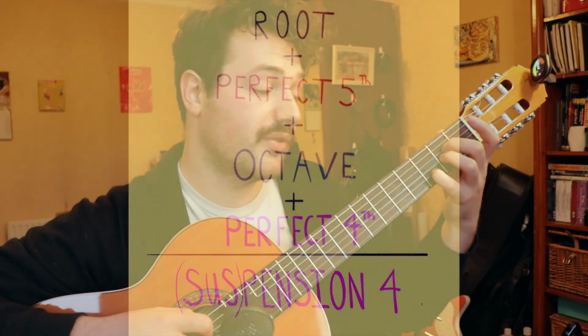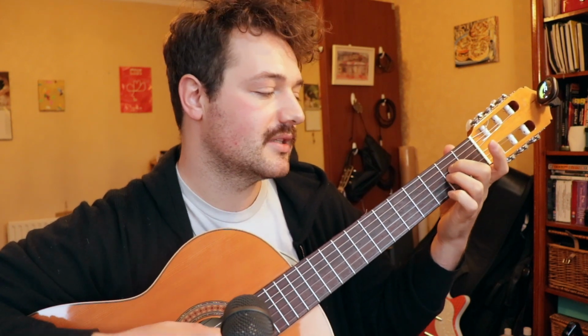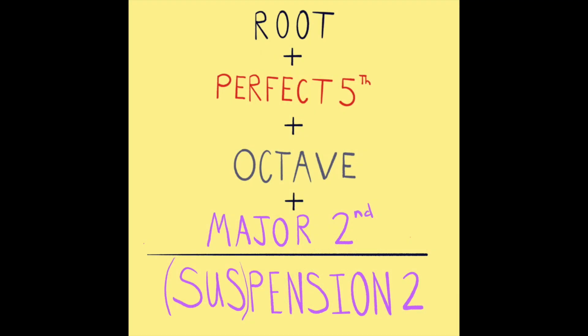And what we're doing is we're substituting, we're playing instead of the major third of the A major or the minor third, the perfect fourth. So the formula here is a root, a perfect fifth, an octave, and the perfect fourth interval. That's what it would look like, 0, 2, 2, 3, 0, starting from the A string. That's an A sus4. That's suspension 4. And then suspension number 2, or sus2, is very similar. It's a root, a fifth, an octave, and also the major second instead of the major or minor third.